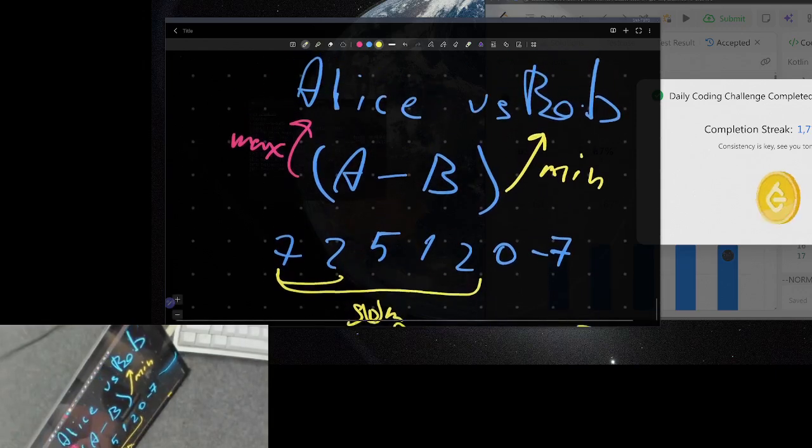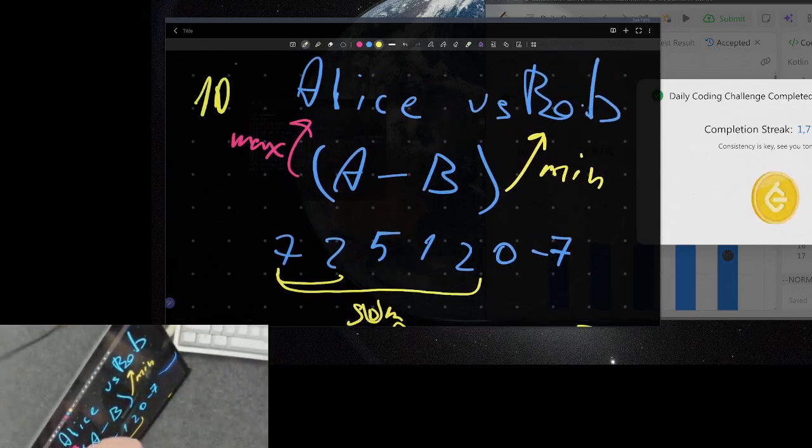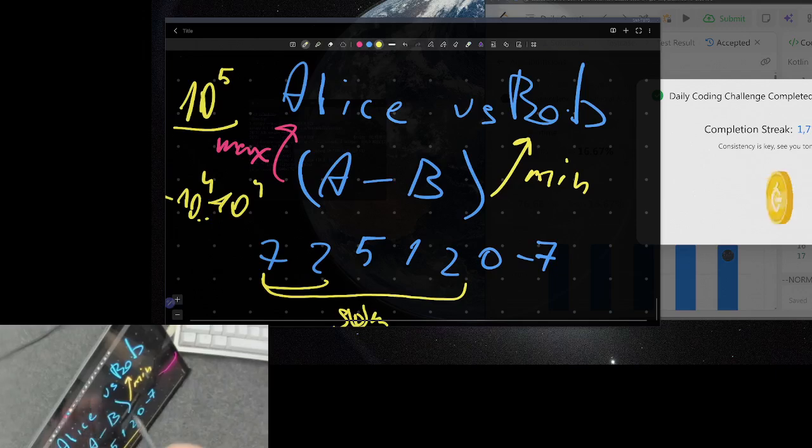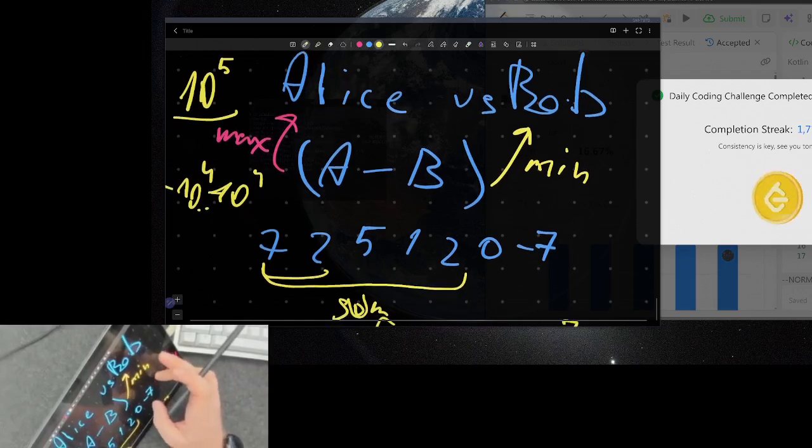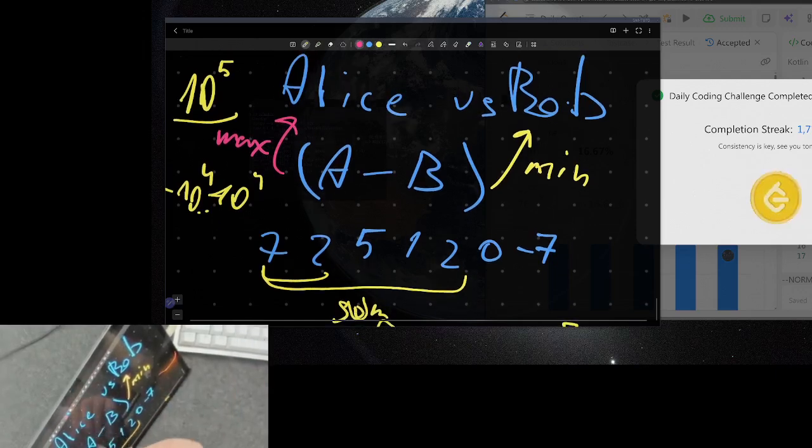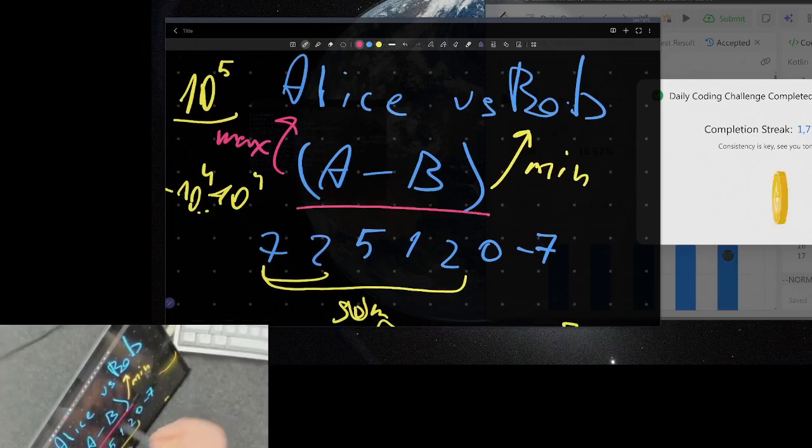So this is a hard problem. It consists of 10 to the power of 5 numbers. The number itself can be from minus 10 to the power of 4 up to 10 to the power of 4. And this is a DP problem. You have to pay attention, like I didn't pay it, but you have to. If I would solve it, but I didn't, and that's why I didn't solve it.